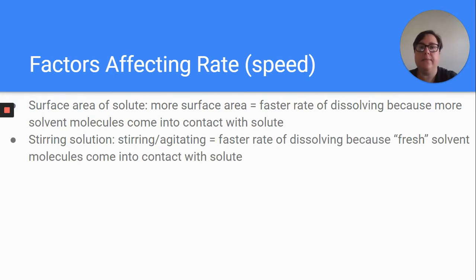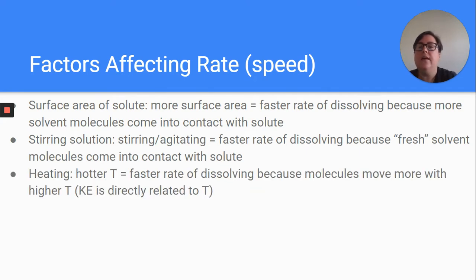Another way to speed up the rate at which it dissolves is by stirring. When you stir, you bring in fresh water molecules to your solute and it helps dissolve that faster. So you can stir or agitate. Agitate, remember, just means to stir, to shake, to mix up. And then finally, you can increase the temperature. So the higher the temperature, the more kinetic energy, the more the molecules are moving, the more it's going to dissolve. So make sure you know those three things.